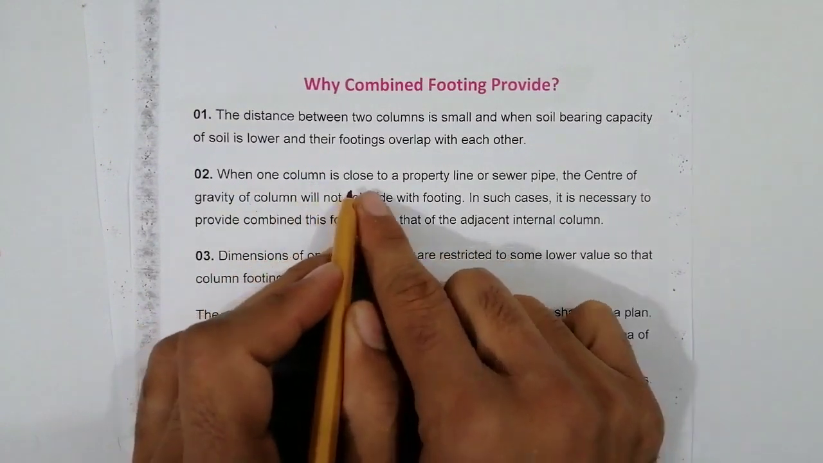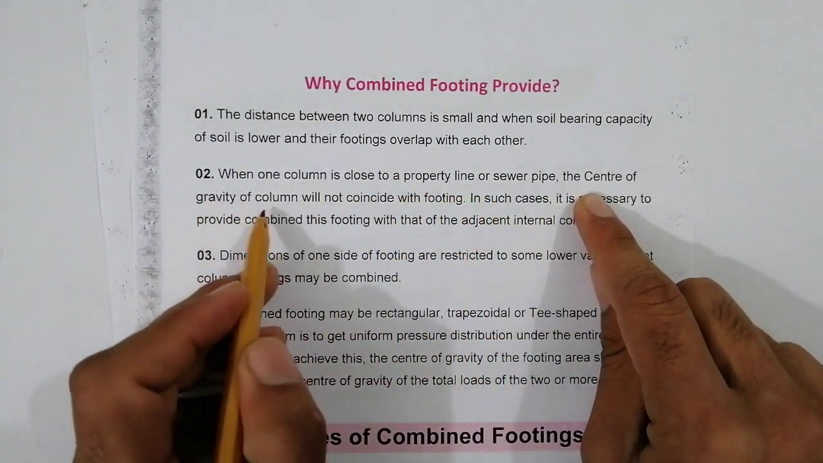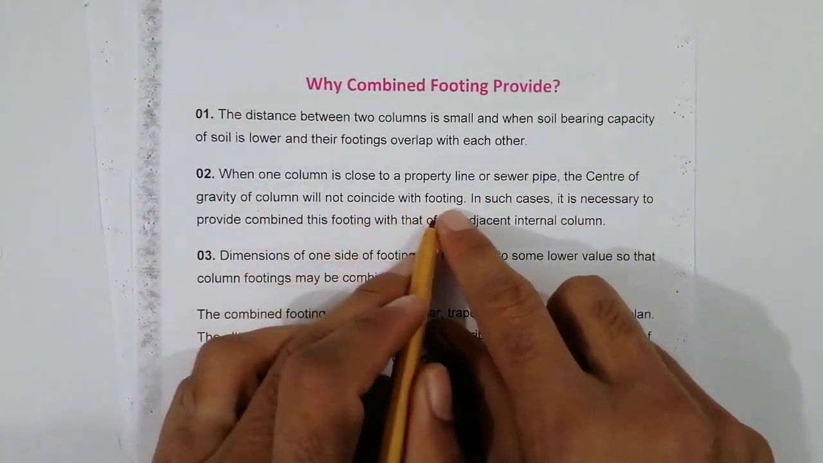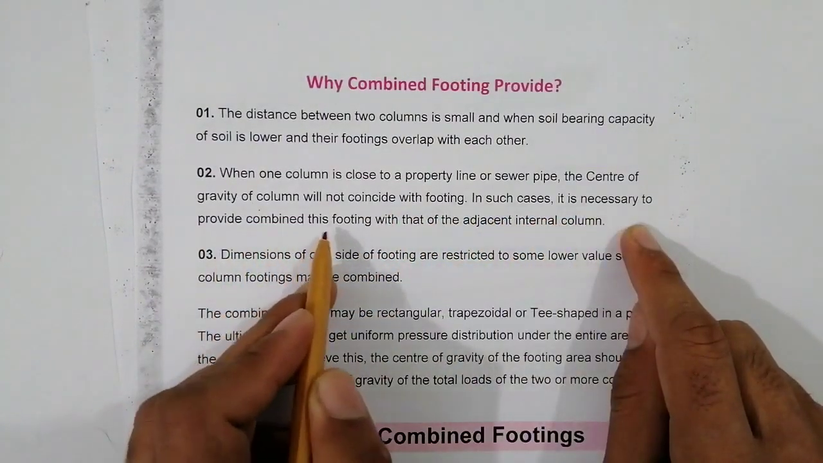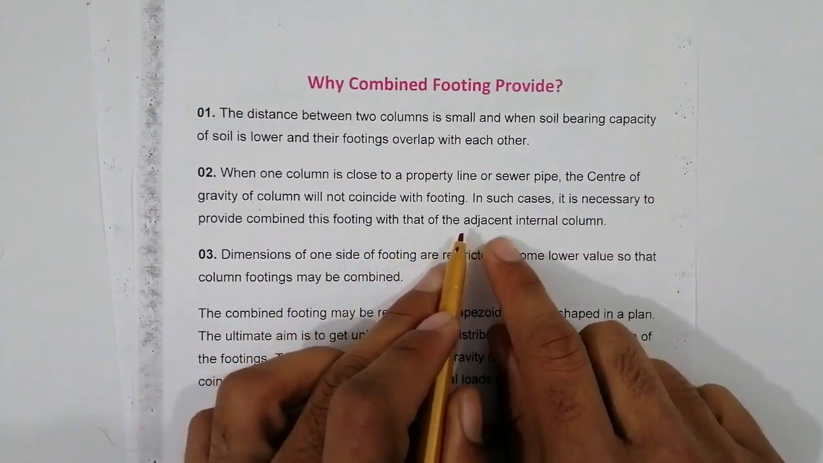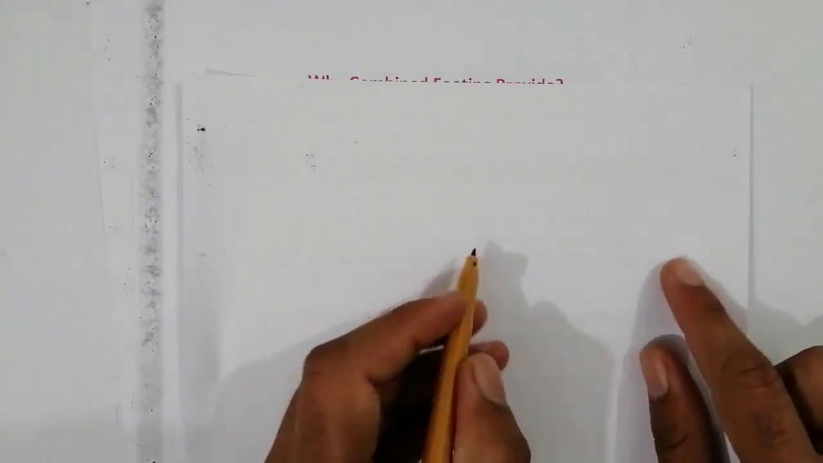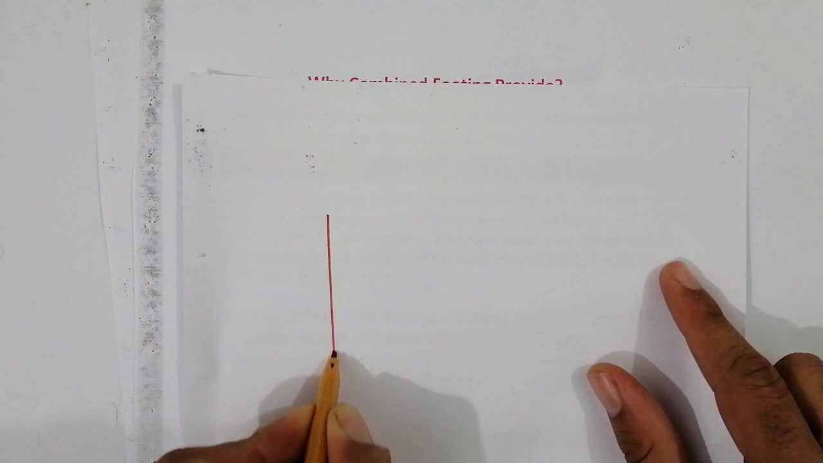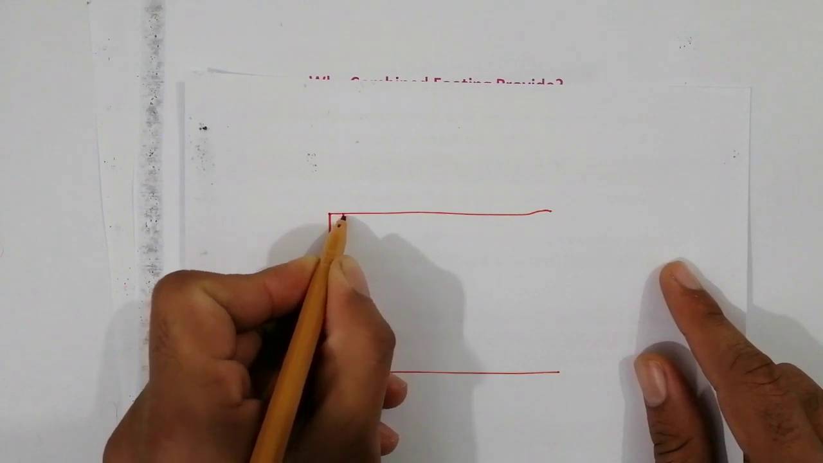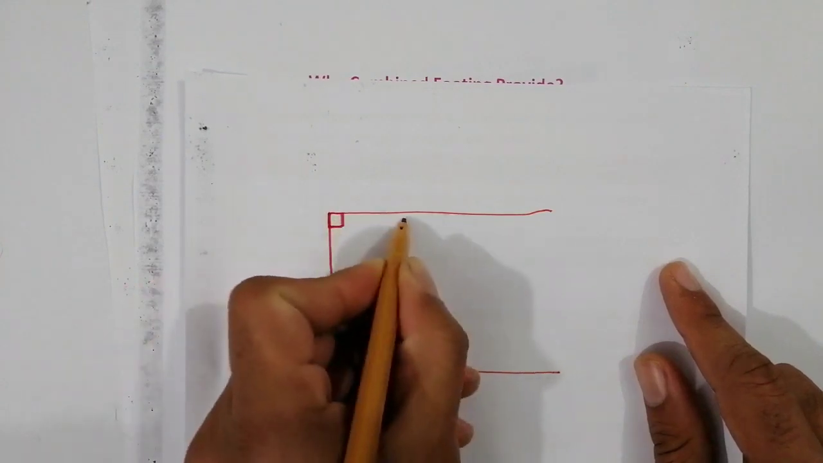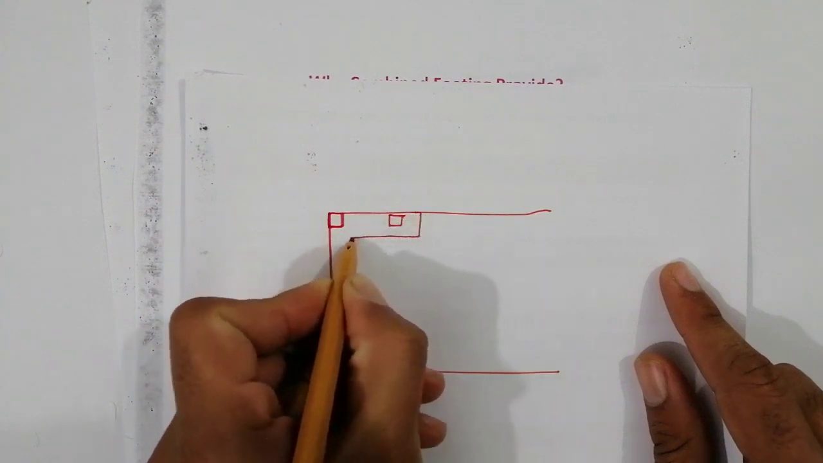Second, when one column is close to a property line or sewer pipe, the center of gravity of the column will not coincide with the footing. In such cases, it is necessary to combine this footing with that of the adjacent internal column. You can see guys, if this is my boundary wall, this is my property line. This is one column, next to the property line, and this is the second column. So in this case we will provide a combined footing.